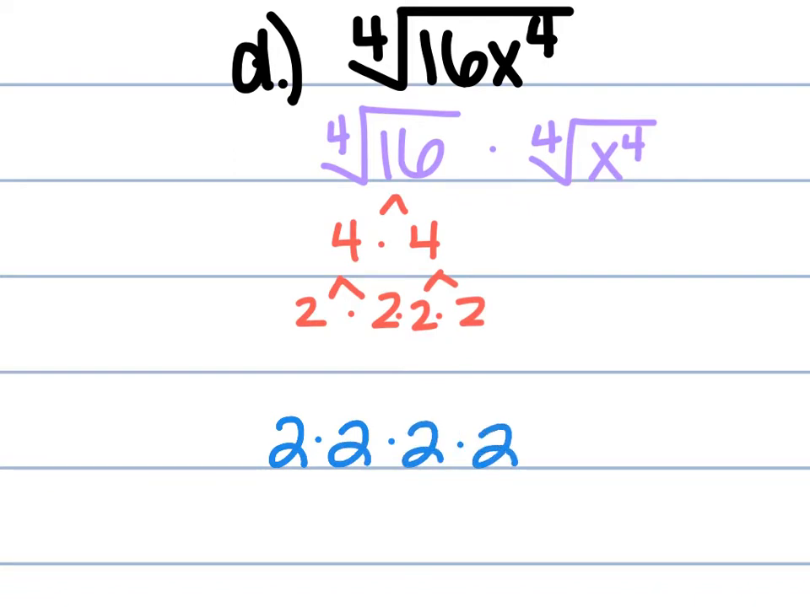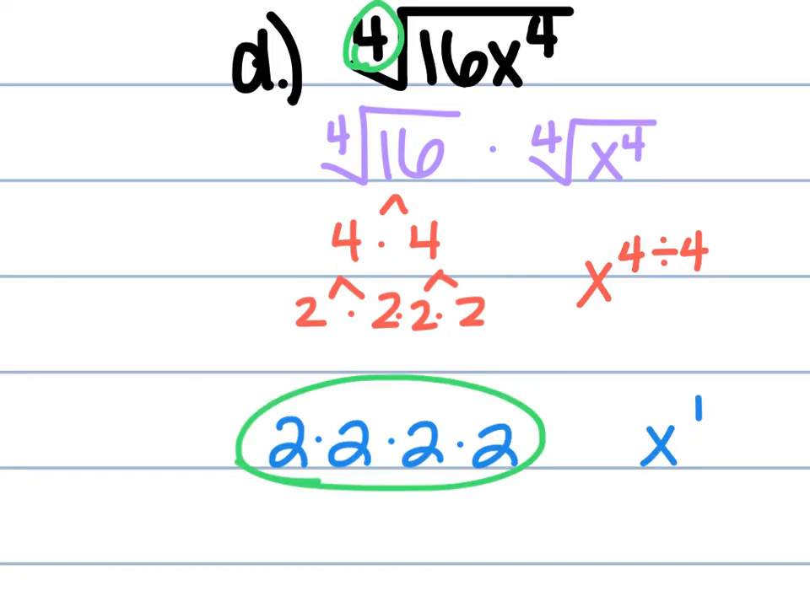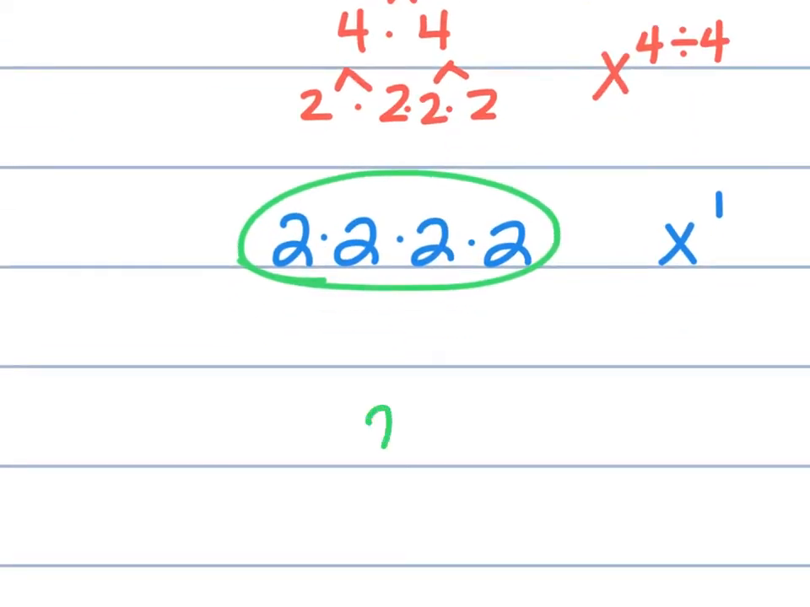Now that 4th root of x to the 4th, we're going to do x to the 4th divided by the 4th, which is just x to the 1st. We're looking for a group of 4 2s, so we do have a group of 4 2s, so we're just going to have 2, and then we have that x to the 1st, or just 2x.